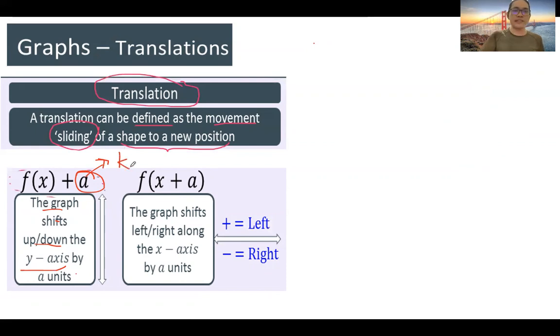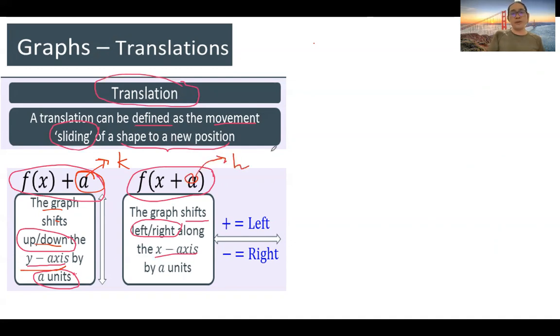And if it's f of x plus a inside the function, then the graph shifts left or right along the x-axis by a units. So it moves along the x-axis. I want you to remember that one, because your a here represents your h, from left to right.